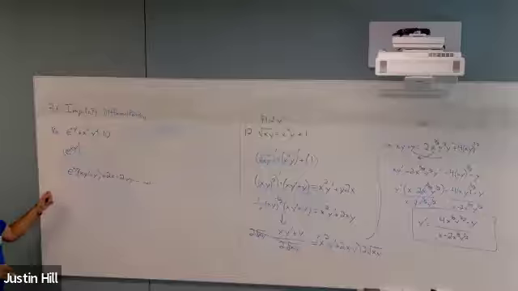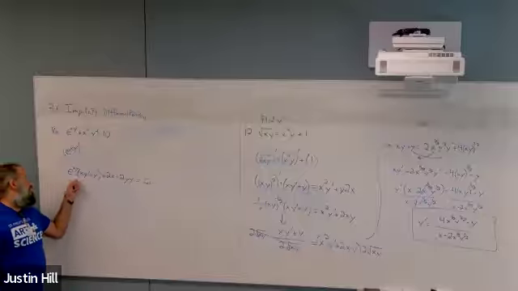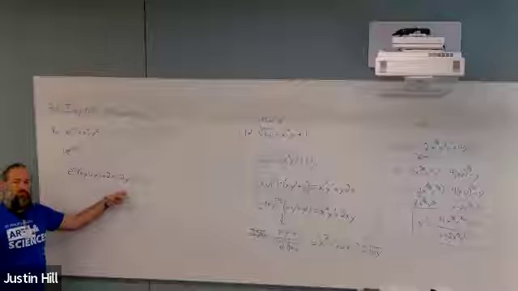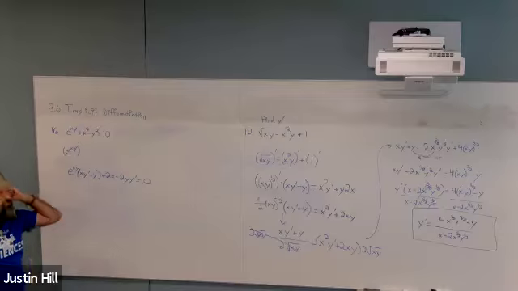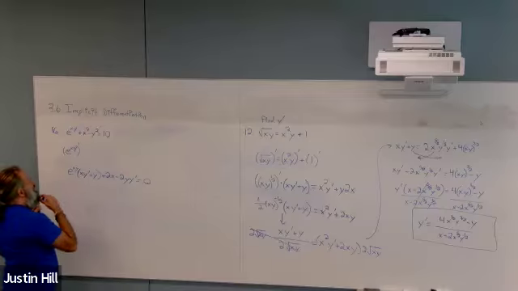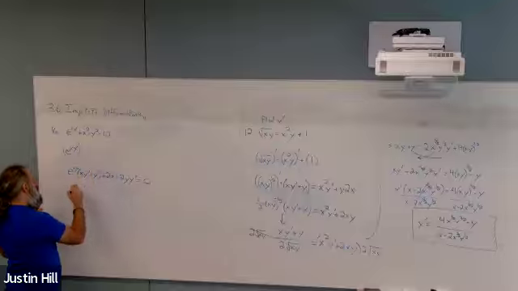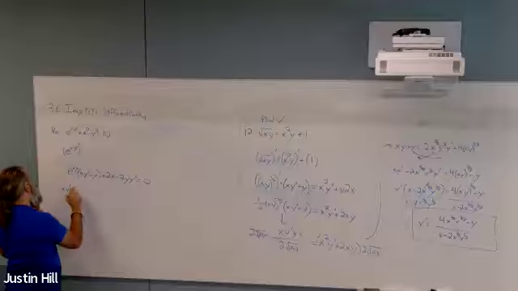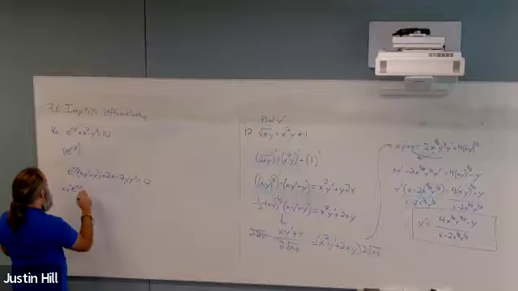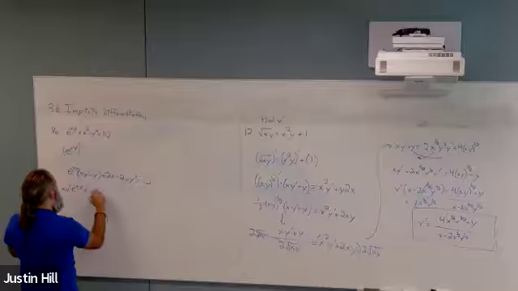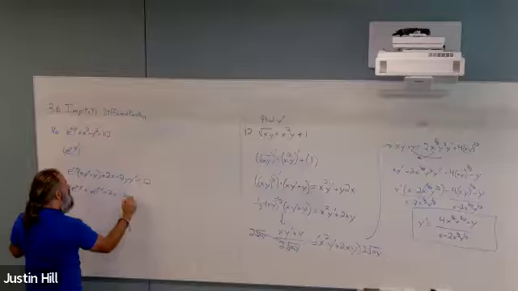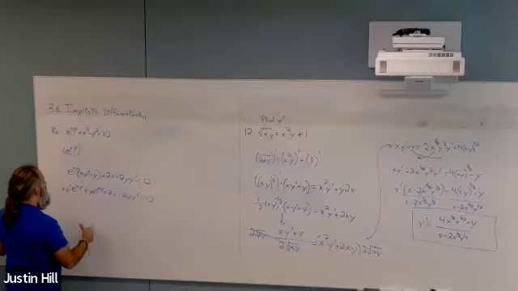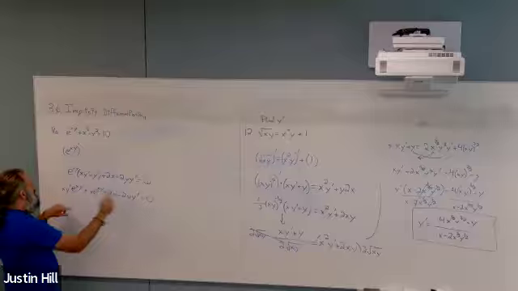Notice again we end up in a similar scenario where some pieces have a y prime and some pieces don't. Get the y primes on one side, the others on the other side, and then do your algebra from there. So I'm going to distribute through here. This is x y prime e to the xy, plus y e to the xy, plus 2x minus 2y y prime, plus 0. I'm going to move the pieces without the y prime to the right.